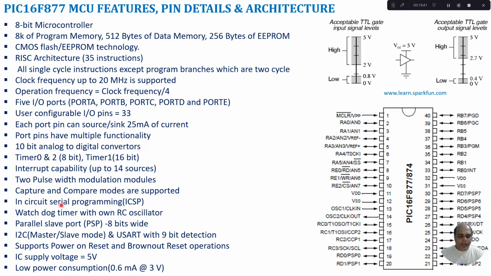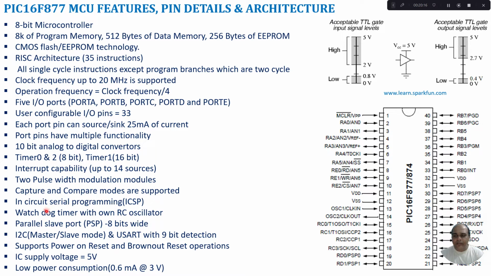Then the microcontroller also has a watchdog timer with its own RC oscillator. The watchdog timer is very important because when the embedded system is deployed in a real-time scenario, it might run the program an infinite number of times. Suppose the program suddenly goes into an infinite loop, in the sense that the system got hanged. In that case, the system needs to be reset. That can be achieved using this watchdog timer.